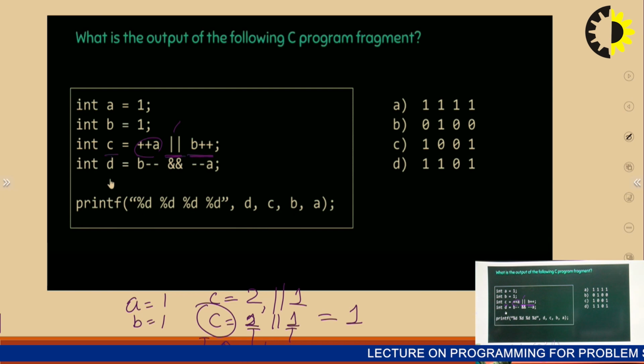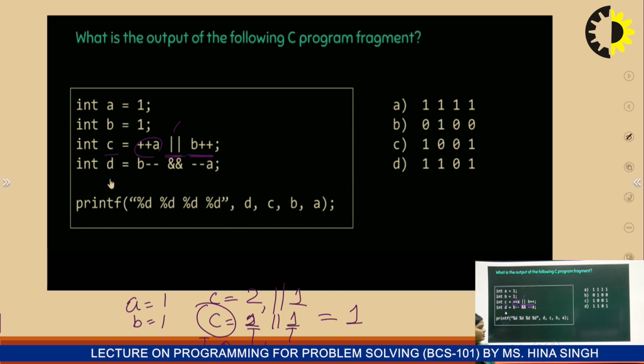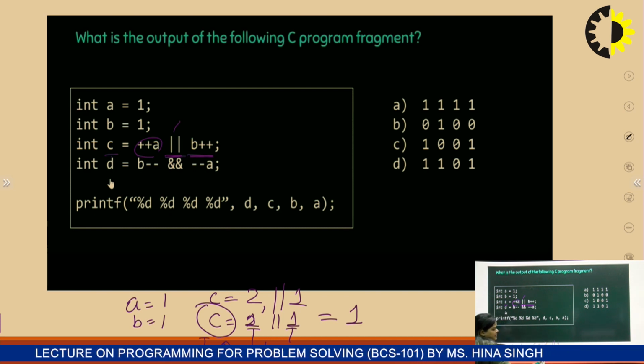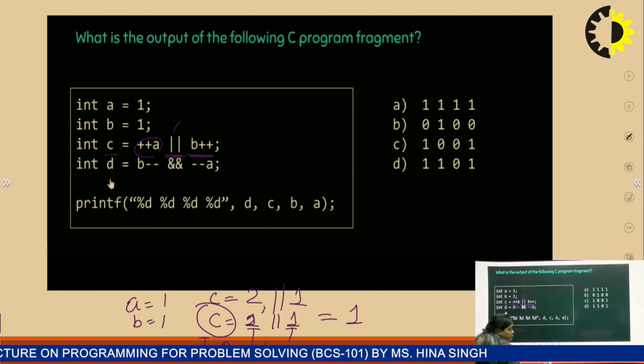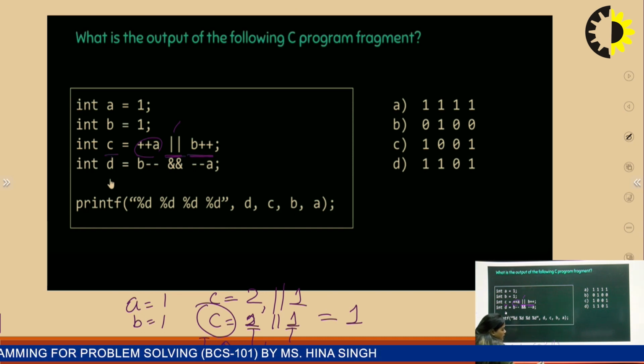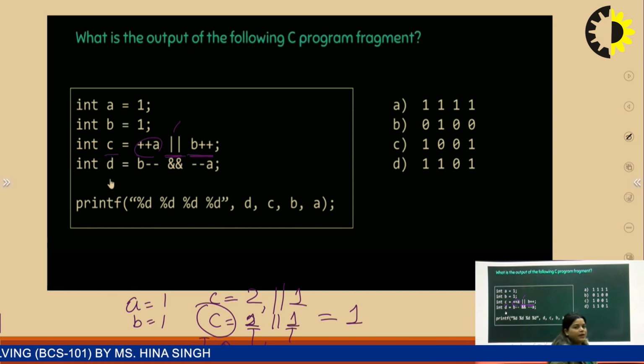C is 2. Why? Because A was 1. Then A will become 2, and B is 1, but later on it will become 2. That is different, but as of now it is 2 and 1. Because it's a positive value, we consider it as true. That means 1, and that is true. And for the logical OR, it will become true.